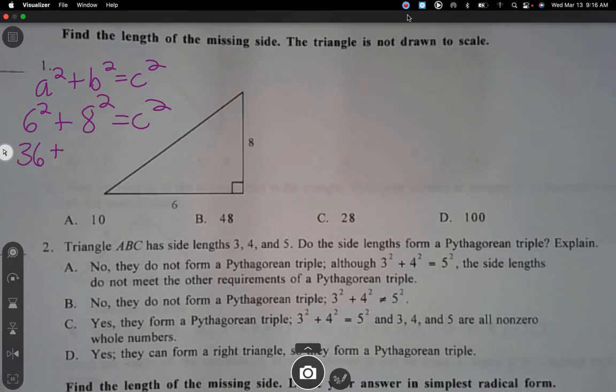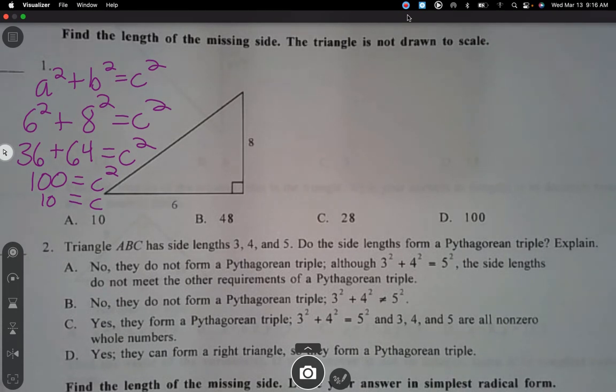What is 8 squared? What do those add to? 100. Okay, now here's the thing. A lot of people try to put 100 as their answer. C squared is 100. I'm not looking for C squared. What am I looking for? C. Do the square root. That's right. So the square root of 100 is 10. That's the first question on your quiz.